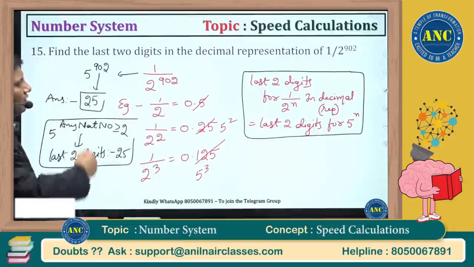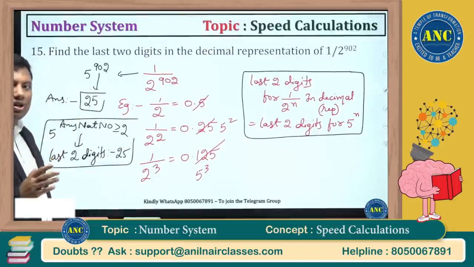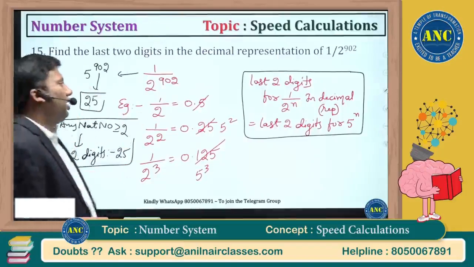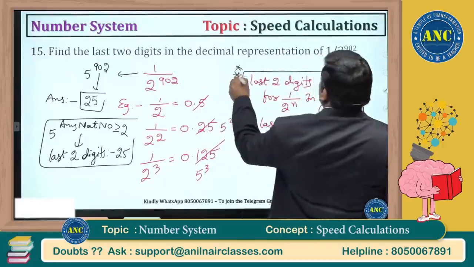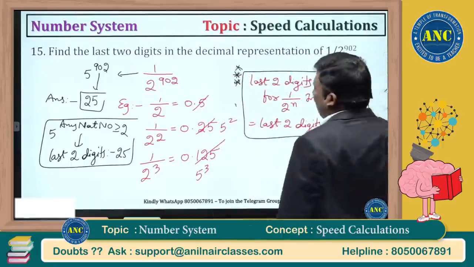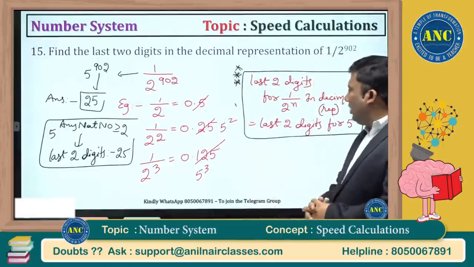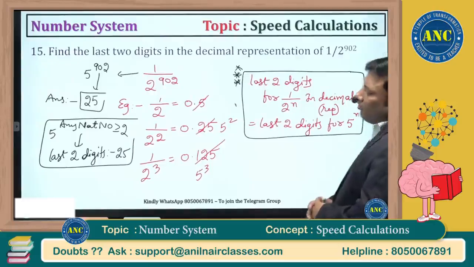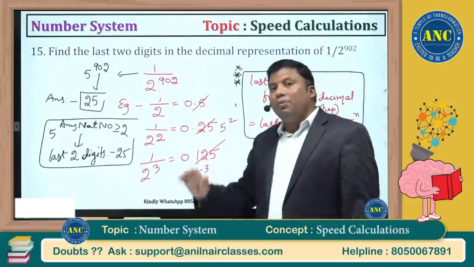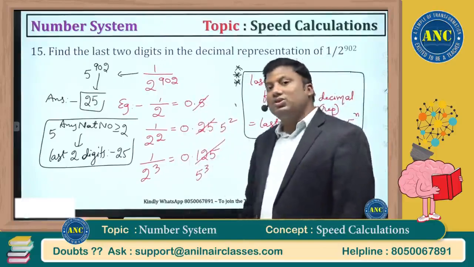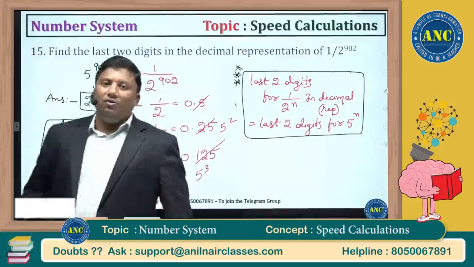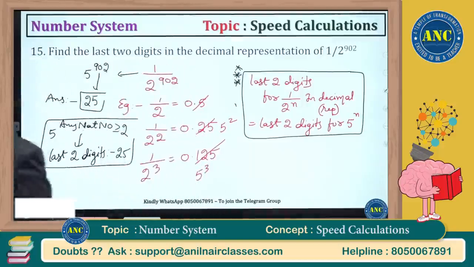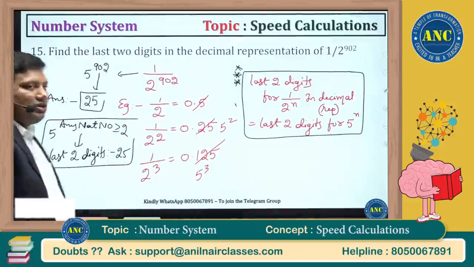Just by looking at the question, you might think that this is a tough question, but actually it's a very easy question. Last two digits for 1 by 2 power n, in decimal representation, is nothing but the last two digits for 5 power n. 1 by 2 is 0.5, which is 5 power 1. 1 by 2 square is 0.25, which is nothing but 5 square. I hope the idea is clear.